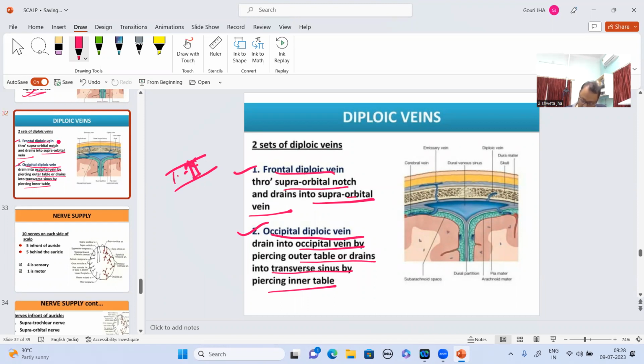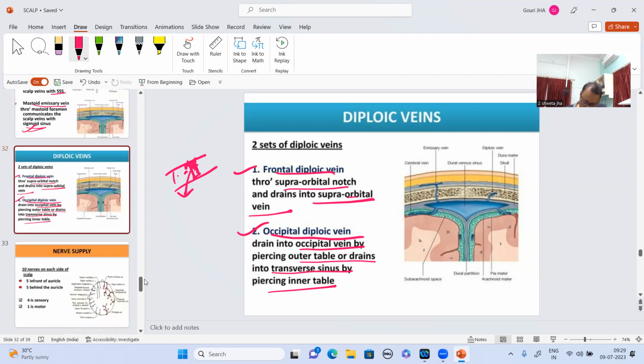And its job is to collect the newly formed blood into the circulation. The emissary vein was connecting the outer world from the inner world, but the diploic vein is situated in between the two tables of the skull, and it actually carries the newly formed blood into the circulation.